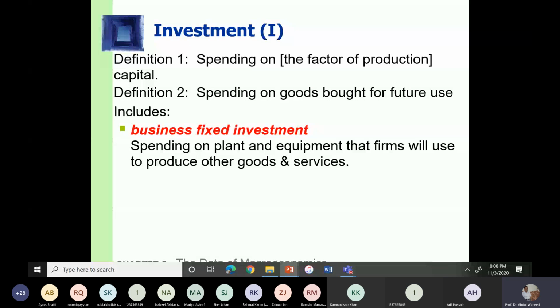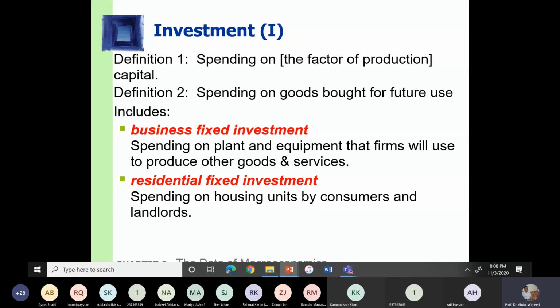Okay, now investment. Here also we have three classifications for investment. We have business fixed investment, which is the spending on plant and equipment. Then we have residential fixed investment, which is spending on housing units. So if you are buying a house, it will be a residential investment, whether the house is purchased by a household or a firm.